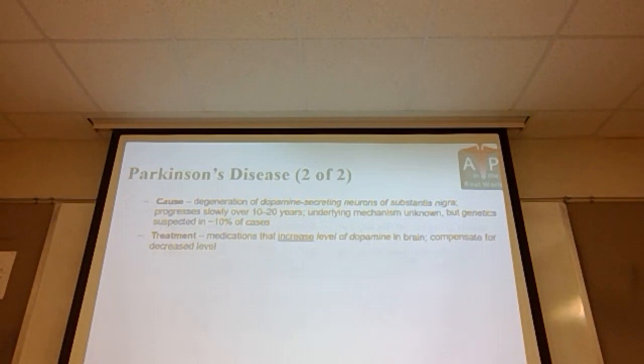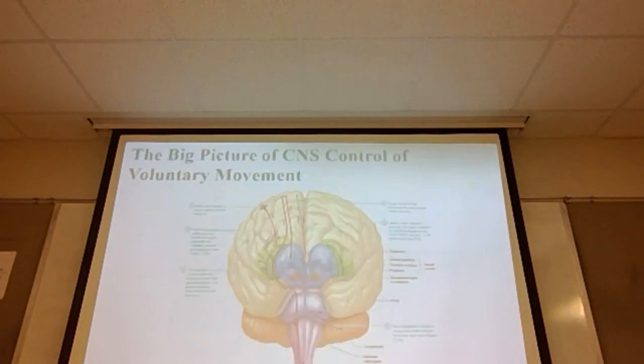The cause of Parkinson's is still largely unknown. We know that a degeneration of dopamine-secreting neurons of the substantia nigra plays a role, and we know that it progresses over 10 to 20 years. The underlying mechanism, however, is unknown, but genetics is suspected in approximately 10% of cases. The treatment for Parkinson's is medications that increase the levels of dopamine in the brain to compensate for the decreased level brought about by the disease.